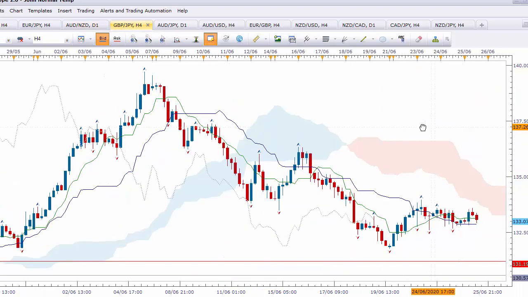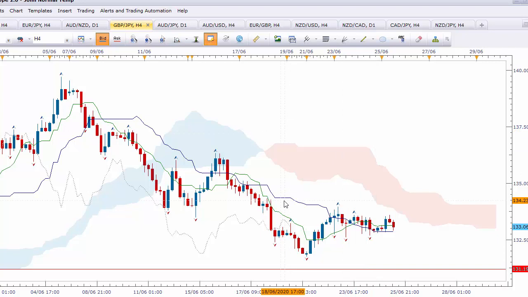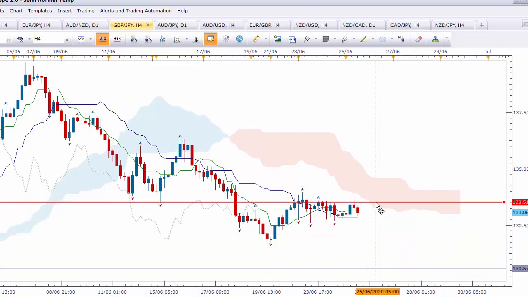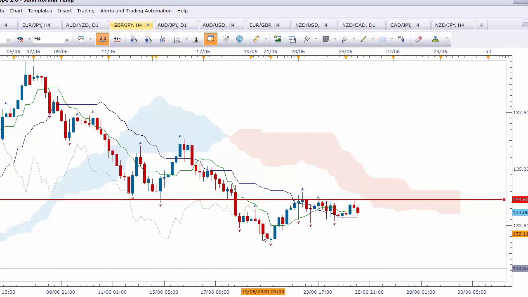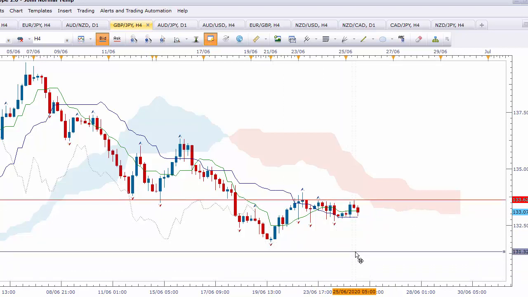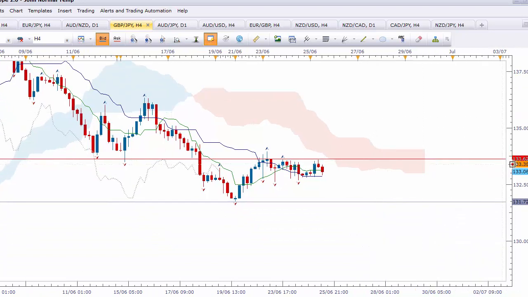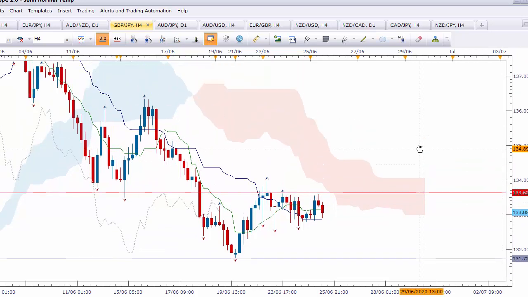Next, pound yen. This one looks slightly better, but we made a low there and a low there. So I'll just put these lines on. The colours are not representing anything at the moment. So we made a low there.